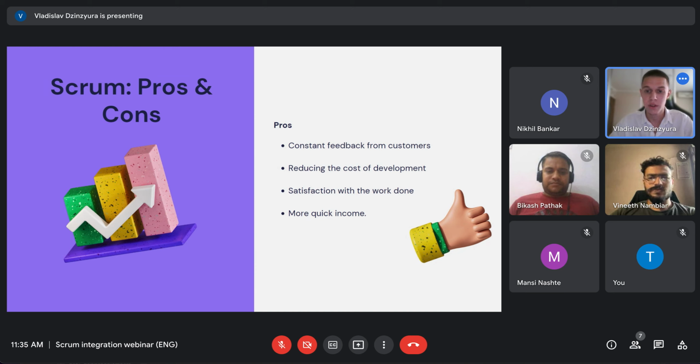Satisfaction with work done. As practice shows, and from my side, maybe from yours too, by delivering products quickly, the team experiences a feeling of success every time the work is done in time and successfully. And the last but not the least, quicker income. Funds from customers also come not, for example, twice a year, but much more often. That's why we can provide new features and receive some income.